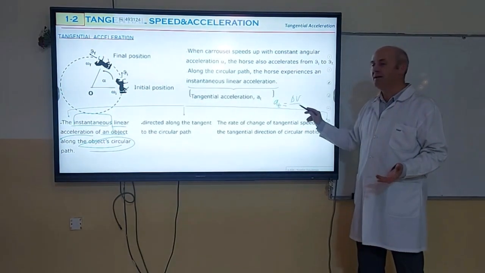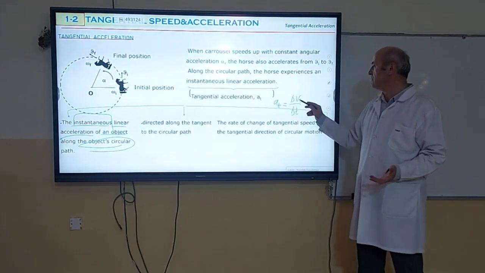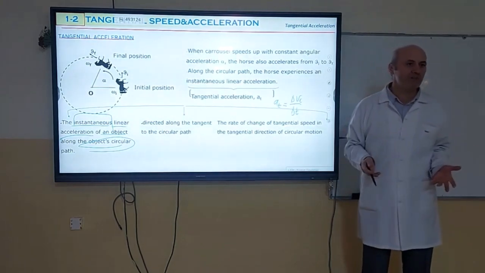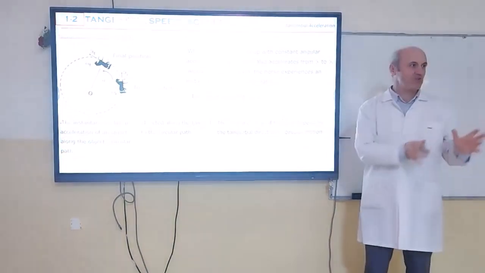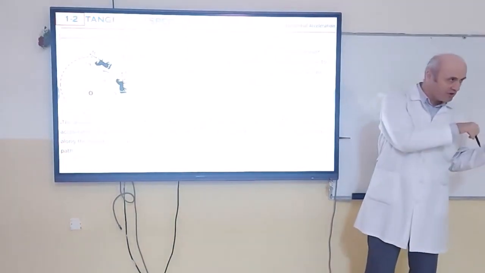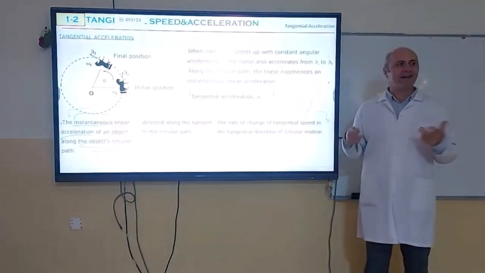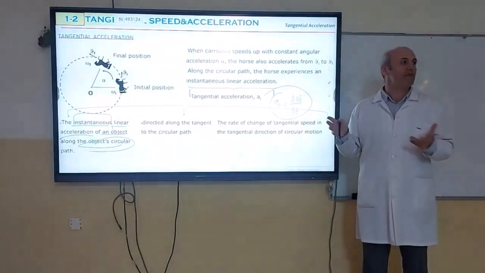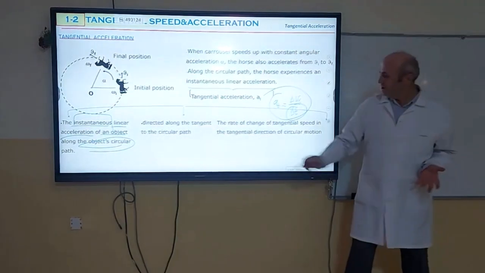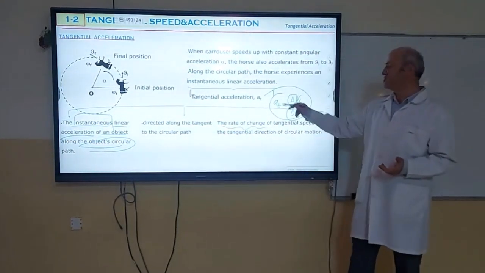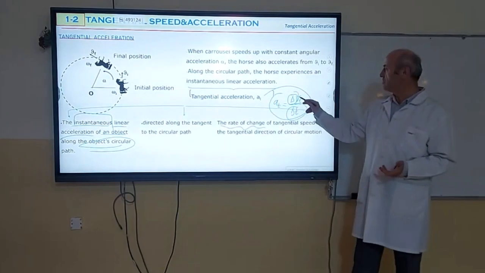Delta V over delta T. How is it only Vt? Changing tangential speed, then we find. Look at this equation, which is the common acceleration, the linear acceleration we studied last year. From this acceleration, I can get the definition divided by delta T, which was the rate. The rate of change of what? What is changing? Tangential speed.